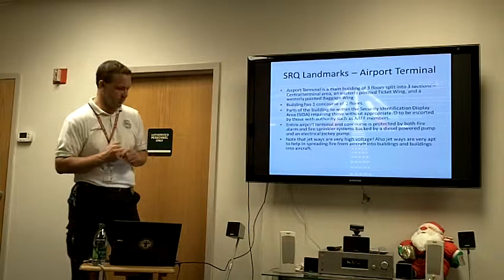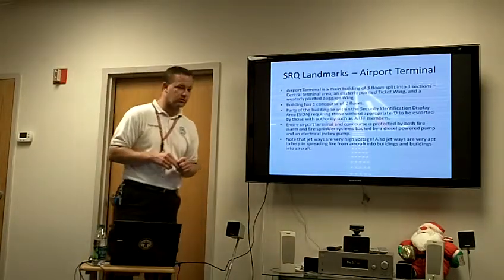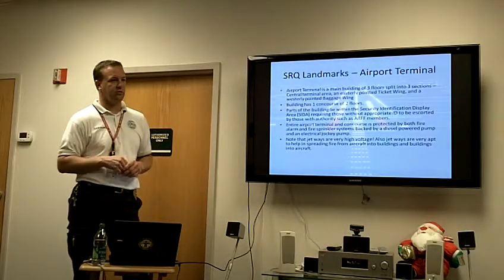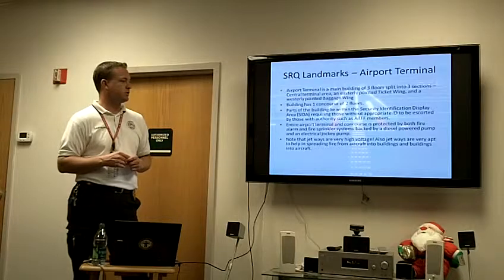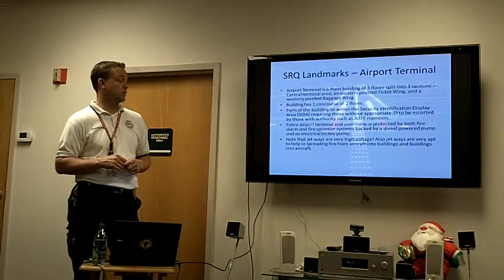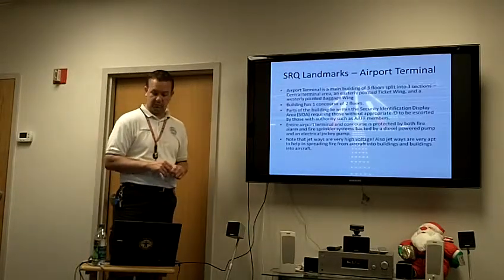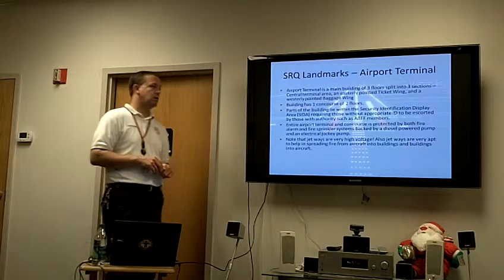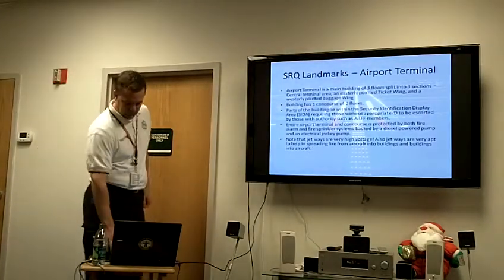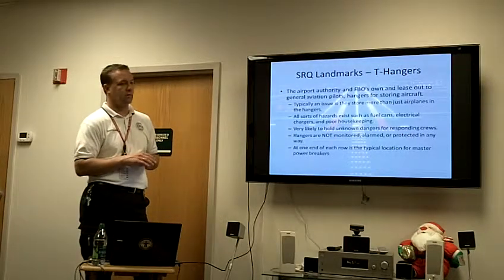The entire airport terminal and concourse is protected by both fire alarm and sprinkler systems, backed by a diesel power pump and electrical jockey pumps for fire protection. Note the jetways are very high voltage. Also, jetways are very apt to help in spreading fire from aircraft into buildings and buildings into aircraft. So they are basically fire tunnels, perfectly capable of spreading your fire.